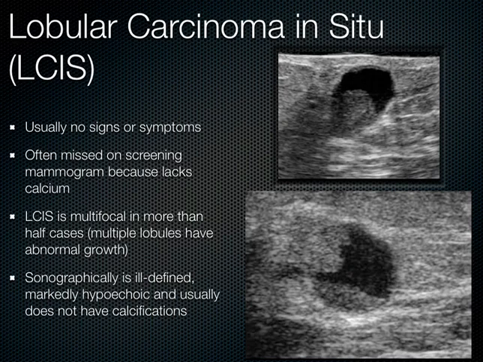situ, and there's usually no symptoms, and it's often missed on a screening mammogram because there's no calcium in these lesions, and it's multifocal in more than half the cases, and you see these multiple lobules with these abnormal growth patterns to them. Sonographically, you basically get this sort of ill-defined hypoechoic, usually again no calcifications, and these are the kind of lesions that come up on ultrasound that you see when you look around for this kind of thing.